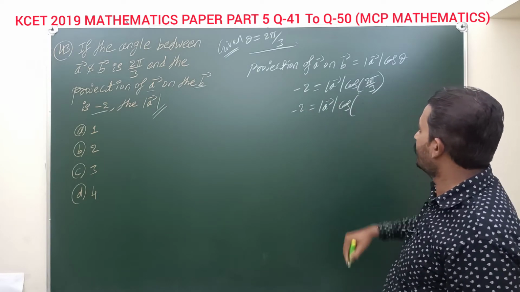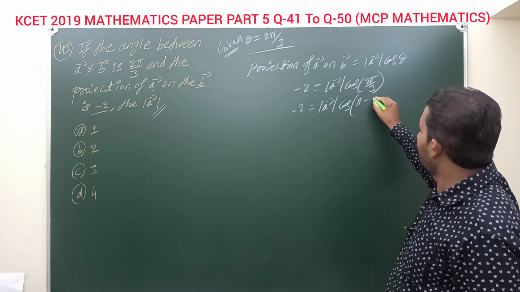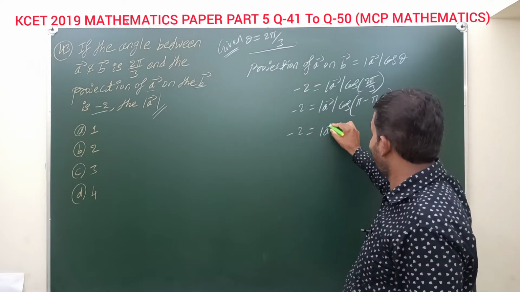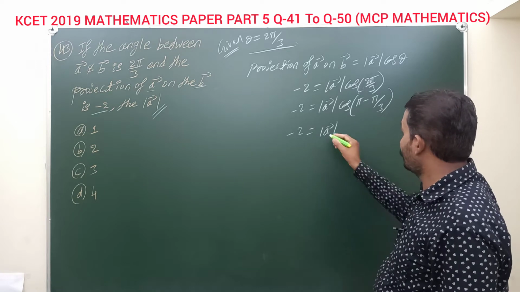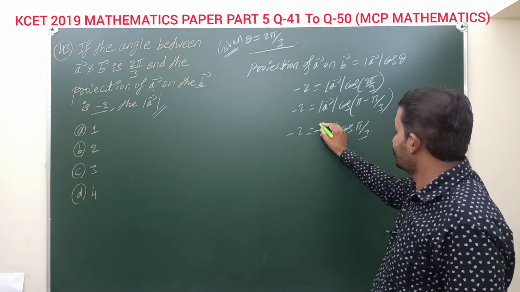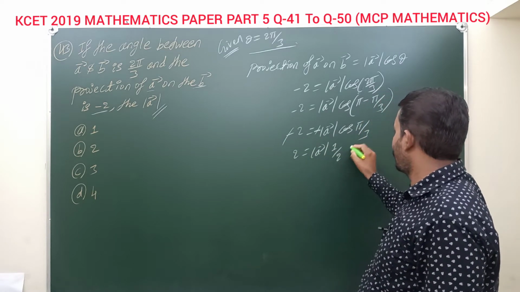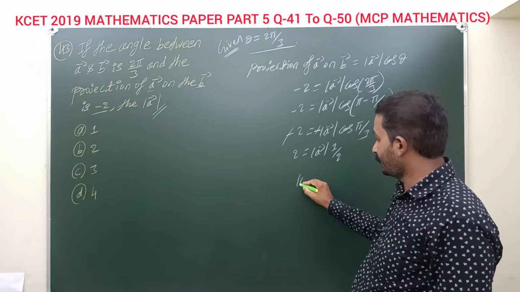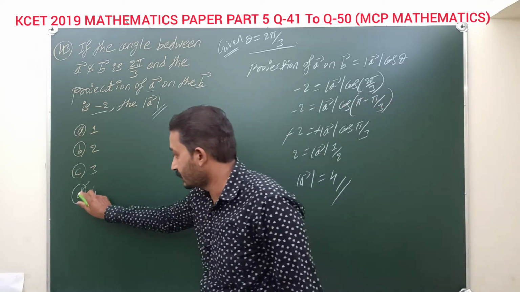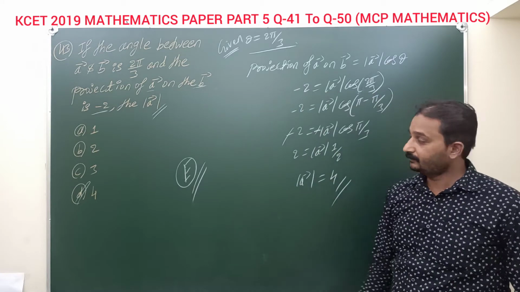Without loss of generality, cos 2 pi by 3 can be written as cos of pi minus pi by 3. Using the allied angle formula, cos of 180 minus theta is equal to minus cos theta, so it is minus cos pi by 3. Here the minus signs cancel, so 2 equals magnitude of A into 1 by 2, since cos pi by 3 is 1 by 2. Now magnitude of A becomes 2 twos are 4. Option D is correct in this case. Easy question. All the students solve this question. Take down.